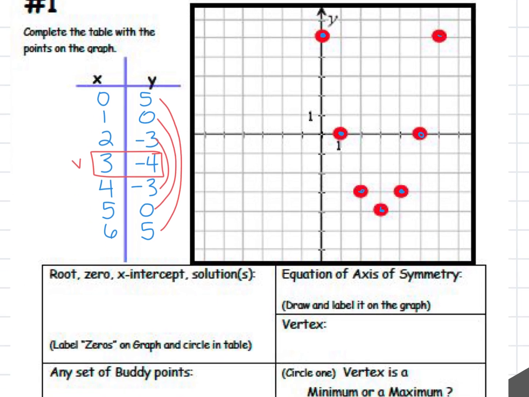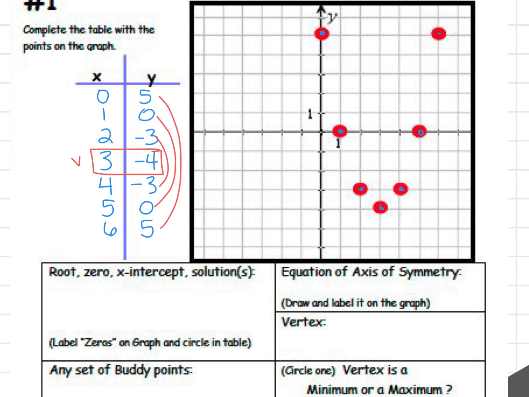So let's fill in some of the things we know. Also on the table, we can just label them, right? So right here, 1, 0, and 5, 0. If the y is 0, those are going to be our roots. So even if you have a table, you can still find these. This one, 0, 5, this is our y-intercept. When we finally write our equation in standard form, that C should be a 5 because those are related.